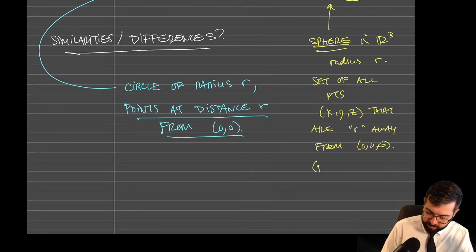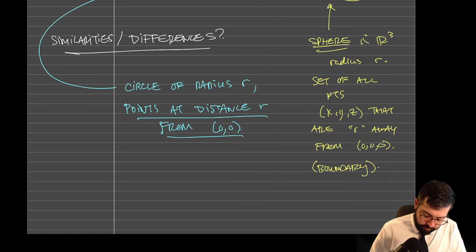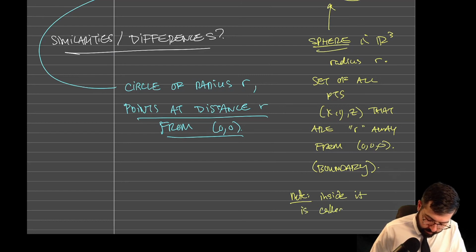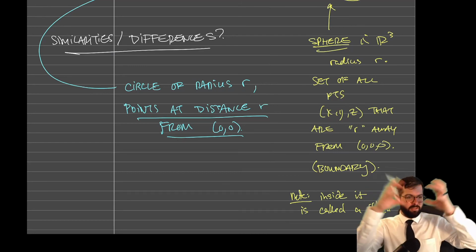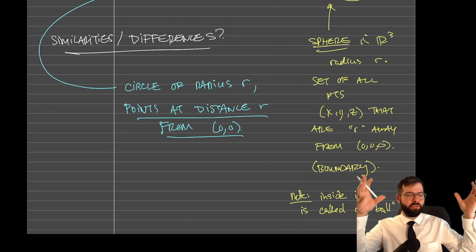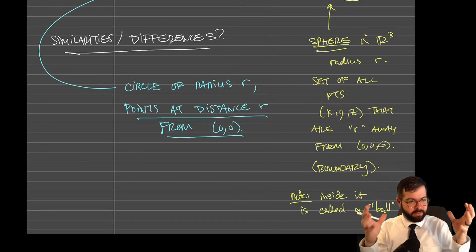And so it really is just the boundary. We call it the sphere; inside it is called the ball. So we have the sphere, that's the outside, and then the ball is all the points inside, which we would describe with inequalities instead of an equation, right? Because these are all at that fixed distance.